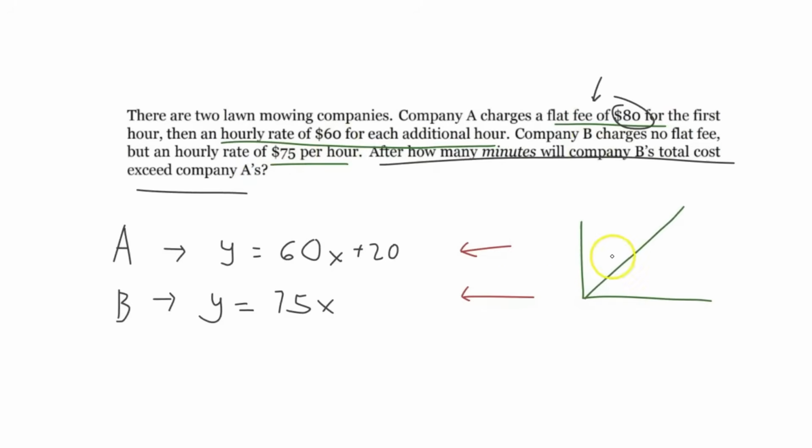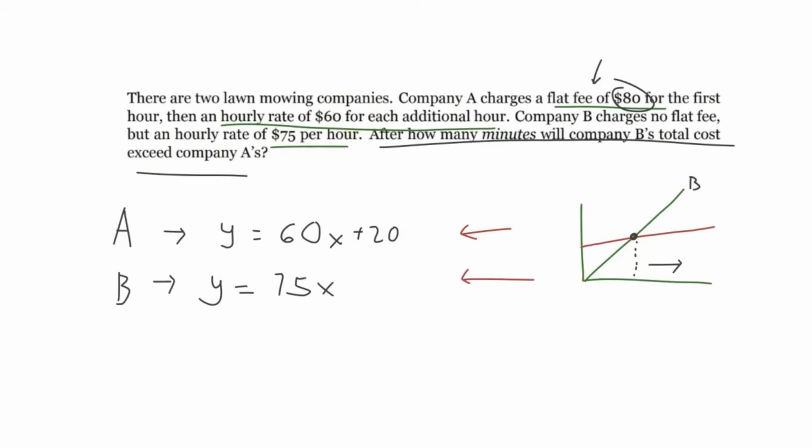And then Company A, they're going to be starting up here somewhere for that flat rate, and then they're going to be going over like this, right? Their rate of change at 60x is going to be slightly lower than 75x. And so they're going to intersect at some point. If we find this intersection point, we know that after that amount of time, anything after that, Company B right here is going to exceed the total cost compared to Company A. So let's just find the intersection.